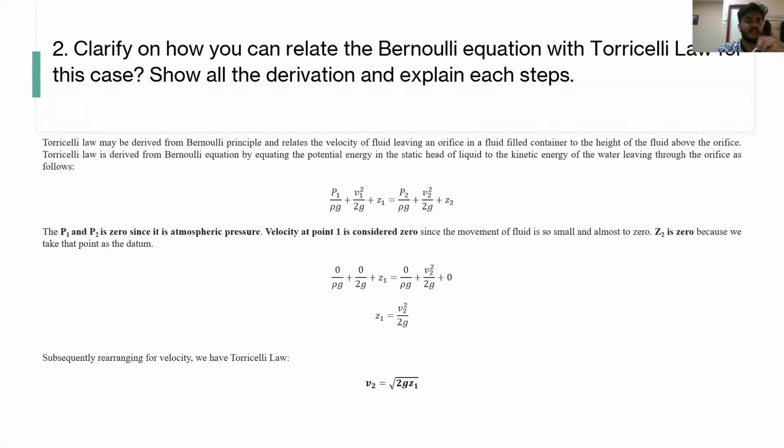Our second question will be to clarify how you can relate the Bernoulli equation with Torricelli's law for this case. Show all your derivation and explain each step.